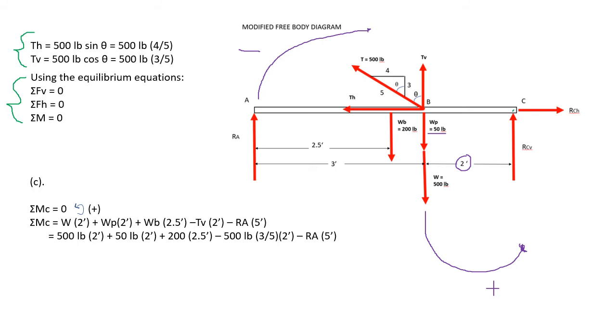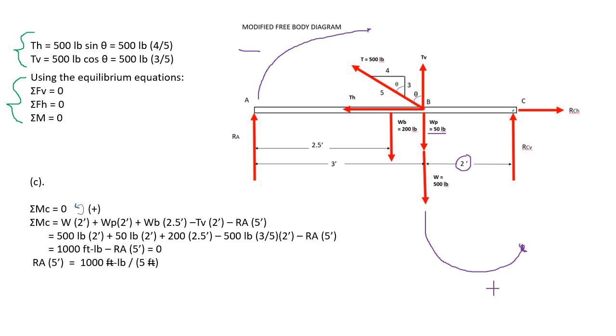Therefore, substituting the values, we now have 500 pounds times its perpendicular distance from C, which is equal to 2 feet, plus 50 pounds times its perpendicular distance about C, which is also 2 feet, plus 200 times 2.5 times its perpendicular distance about C, minus 500 pounds times 3 over 5 times its perpendicular distance about C, minus the reaction at A times its perpendicular distance about C. So simplifying, we will now have 1,000 feet-pound minus the reaction at A times its perpendicular distance about C. So notice that it is equal to 0 because it is in equilibrium.